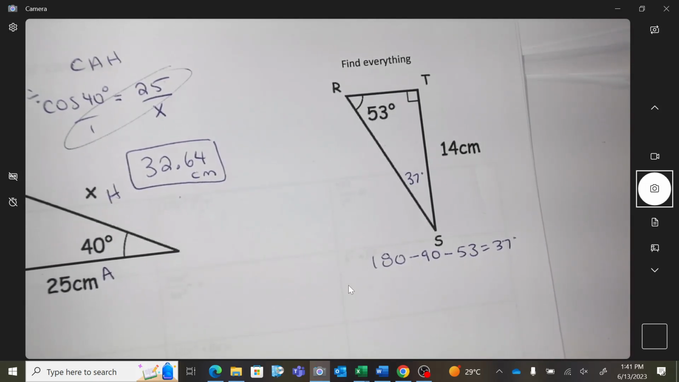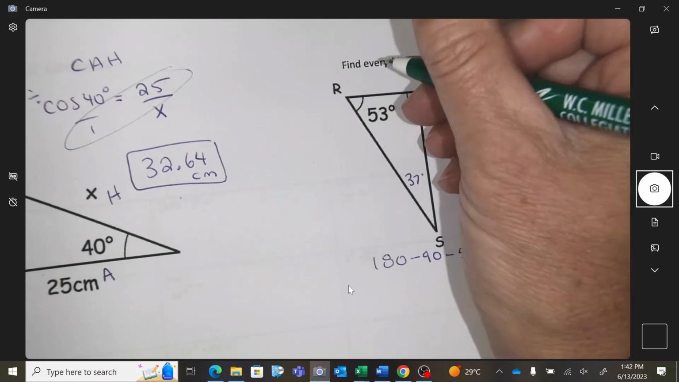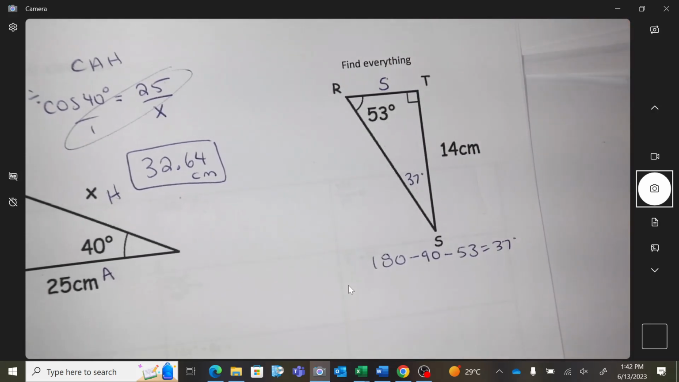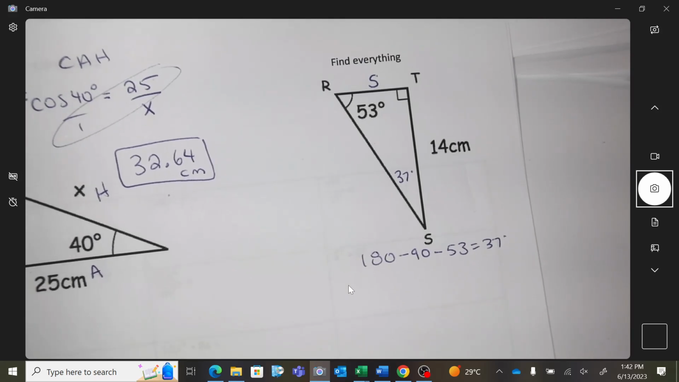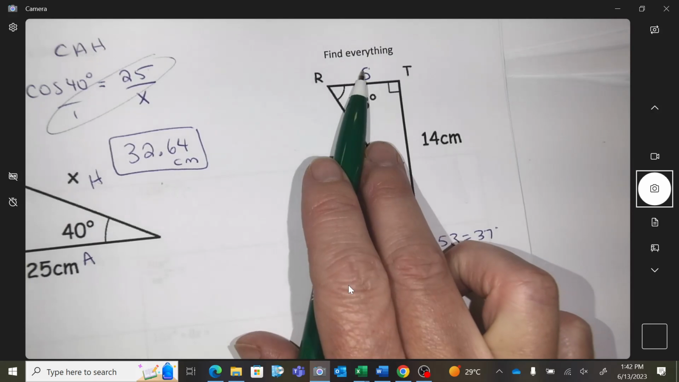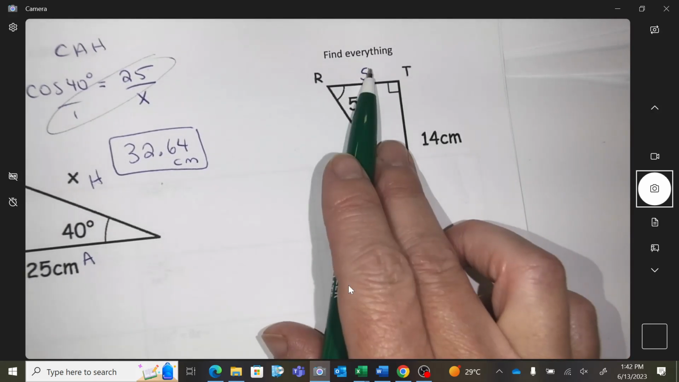Okay, which side do you want to go with? There's multiple ways to do this. Do you want to do the hypotenuse side or the top side there? Doesn't matter to me. What'd you say, top side? Okay, are you okay if I call it side S? Because it's across from S. All right, so let's pick 53 degrees. I'm going to pick TOA.